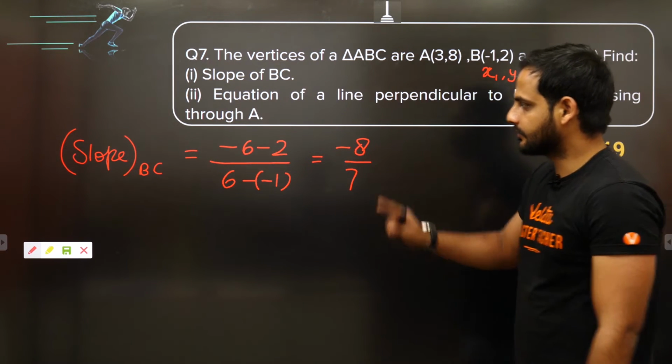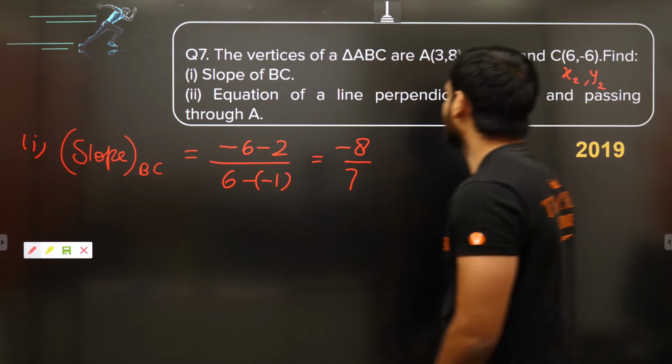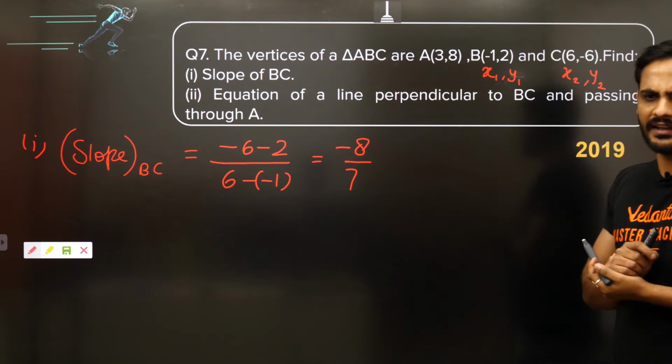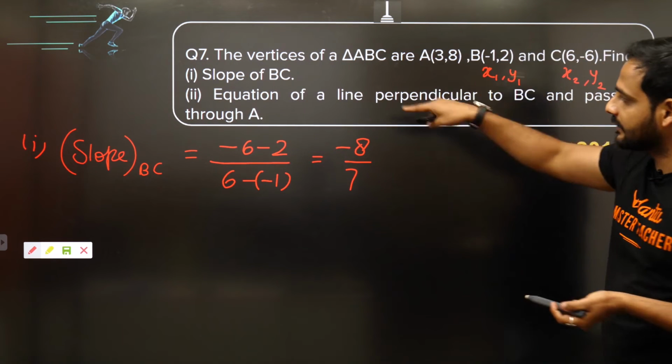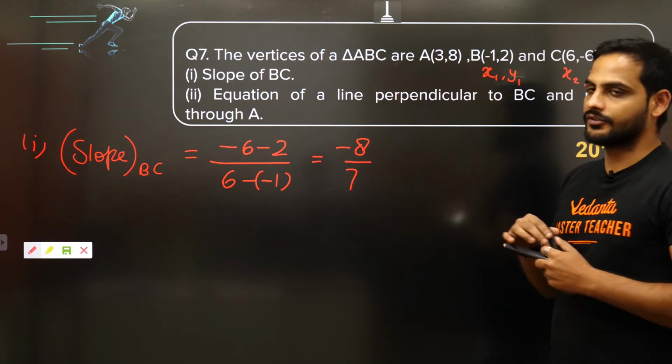Now, second part. So this is the first part. The second part says the equation of a line perpendicular to BC. We can get it, but it should be passing through A as well. Now we want to find out the equation of a line perpendicular to it.